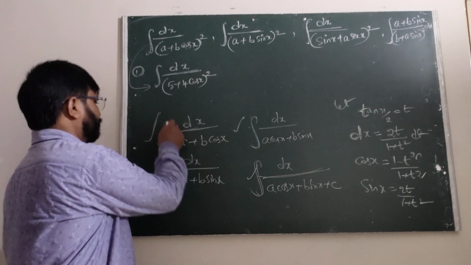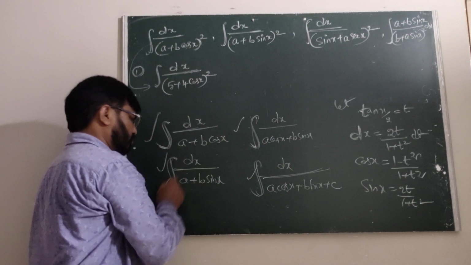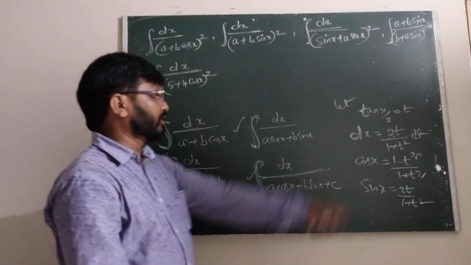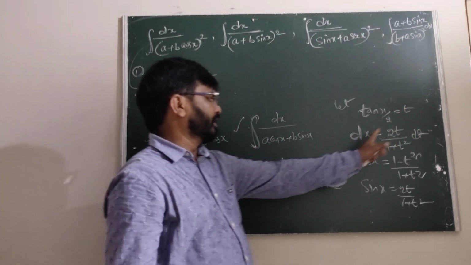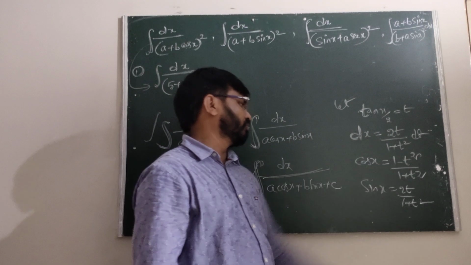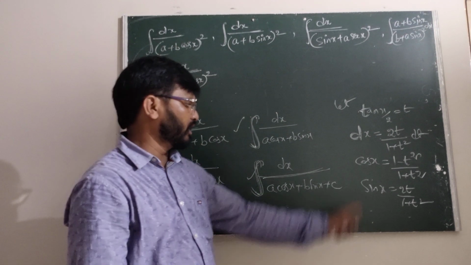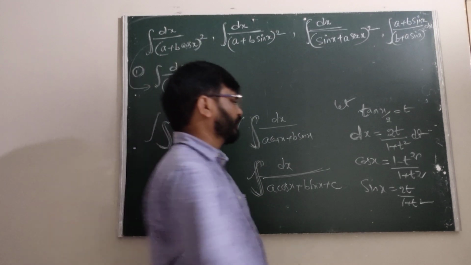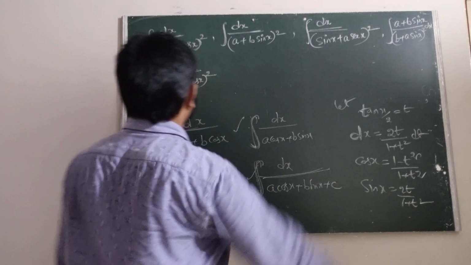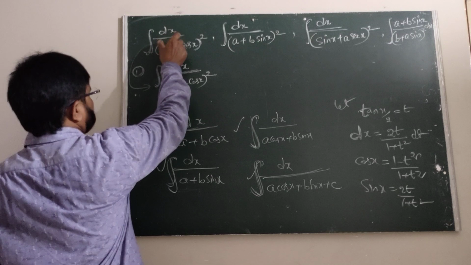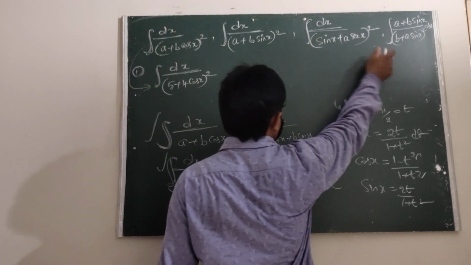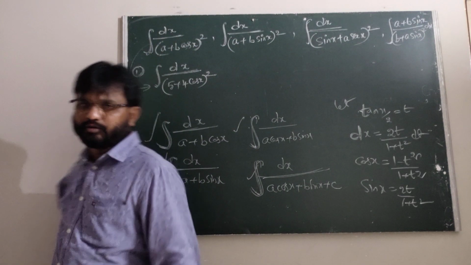To evaluate this one or this one, we are taking tan(x/2) as t, and dx is 2t by (1 + t square) into dt. The cos x is (1 minus t square) by (1 plus t square). Sin x is 2t by (1 + t square). Now to evaluate this type, how to evaluate this one?